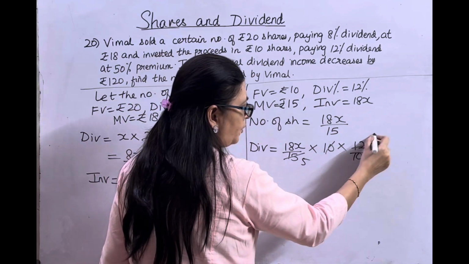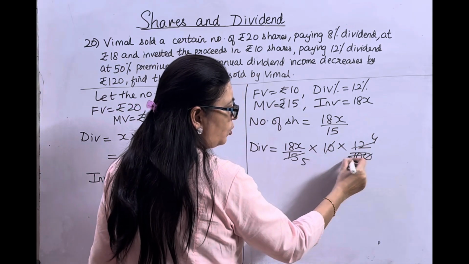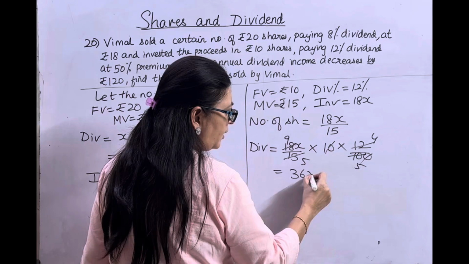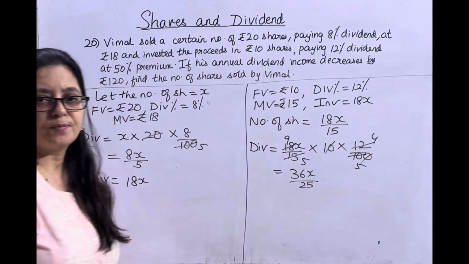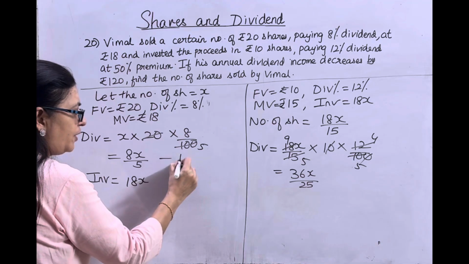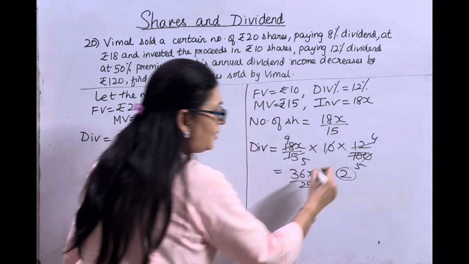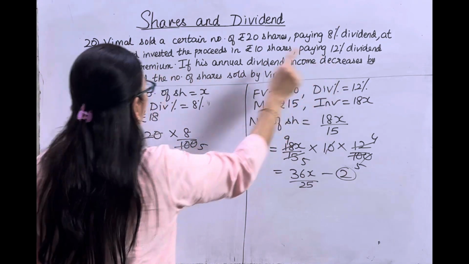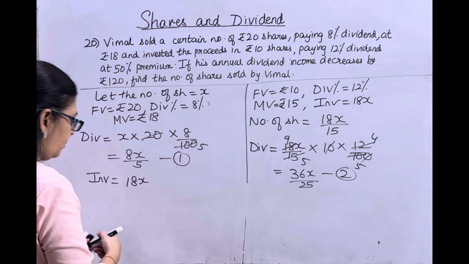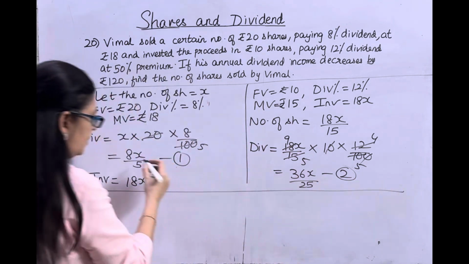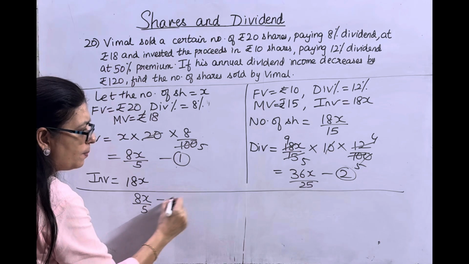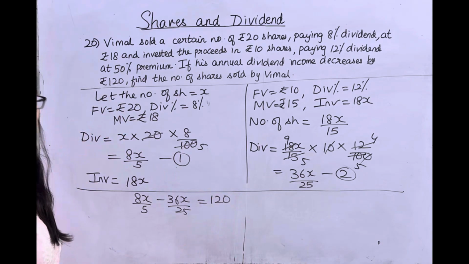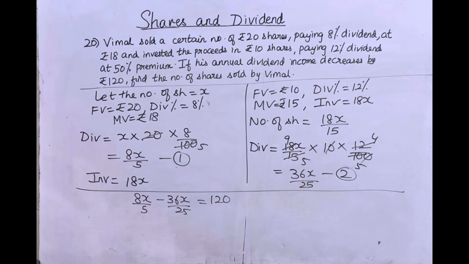That's it. So the dividend is 36x upon 25. This part is clear. Now the first dividend you got this, the second dividend you got this, and what does the question say? If the annual dividend income decreases by 120. So what does it mean? It means that 8x upon 5 minus 36x upon 25, the difference is 120 rupees. Right? Is it clear? So let's do this.